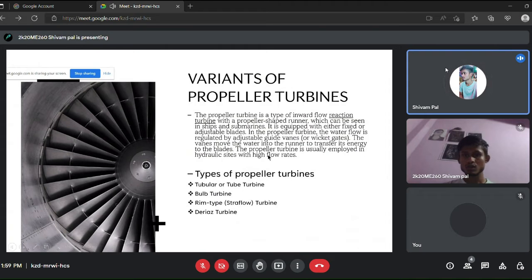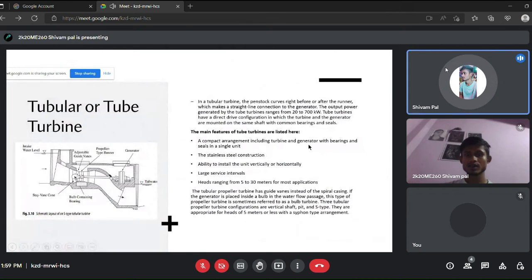So now, the tubular turbine is a successful alternative system to the Kaplan turbine. The Kaplan turbine gives very low heads and high discharge, so we need to search for an alternative to this. Then we search for the tubular turbine.